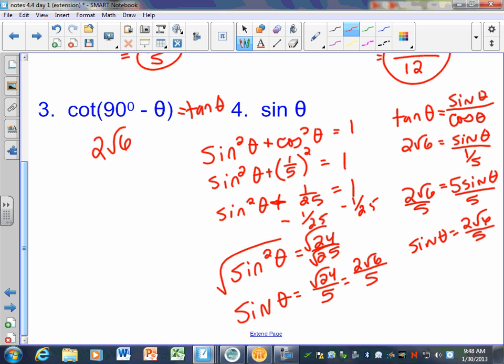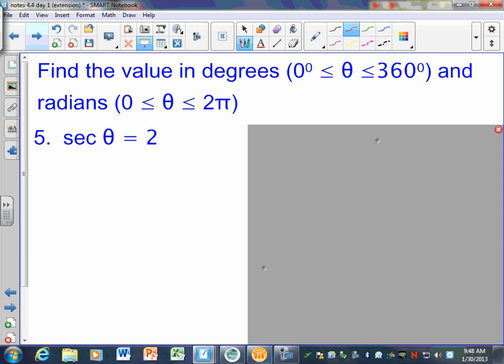What else can we do now? Well, because we know our unit circle, and because hopefully we feel comfortable with some of these, we can solve some equations now over the entire circle instead of just one quadrant. So that's the last thing that we're doing today.